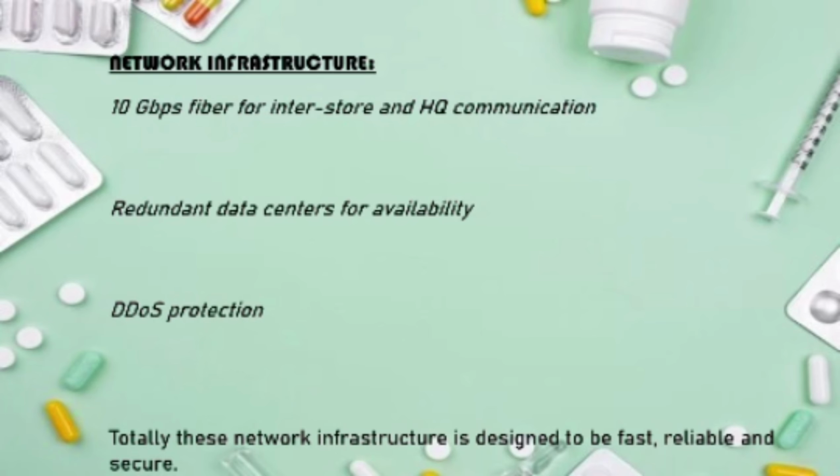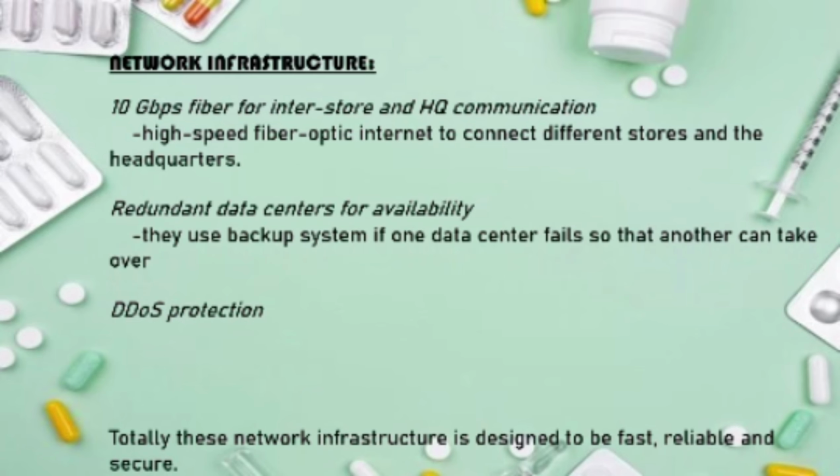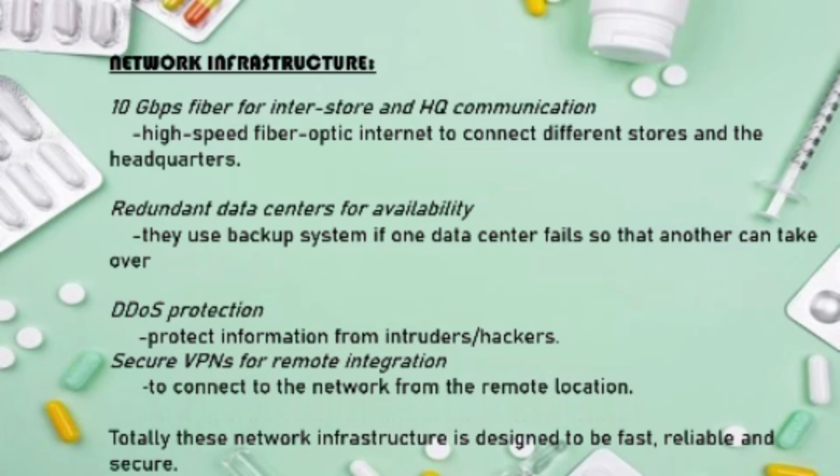Network infrastructure. 10 Gbps fiber for inter-store and HQ communication. High speed fiber optic internet to connect different stores and the headquarters. Redundant data center for availability. They use a backup system so that if one data center fails, another can take over. DDoS protection. DDoS protection is used to protect the information from intruders. Secure VPNs for remote integration. To connect to the network from a remote location, secure VPNs are used. Totally, this network infrastructure is designed to be fast, reliable and secure.